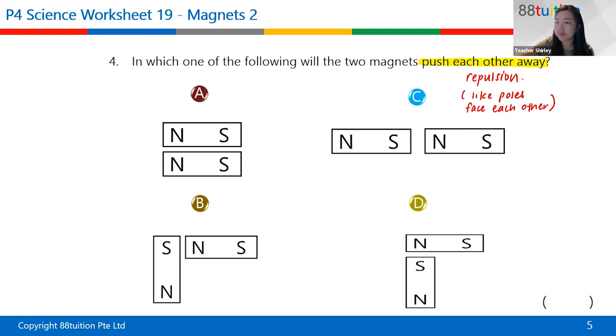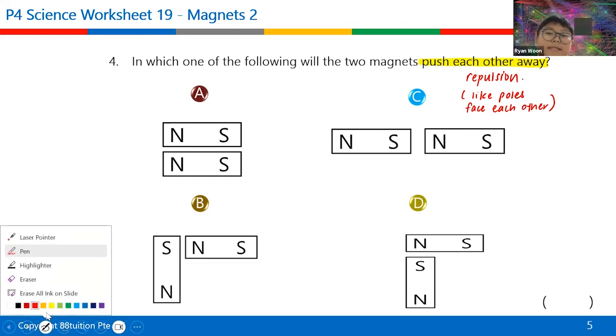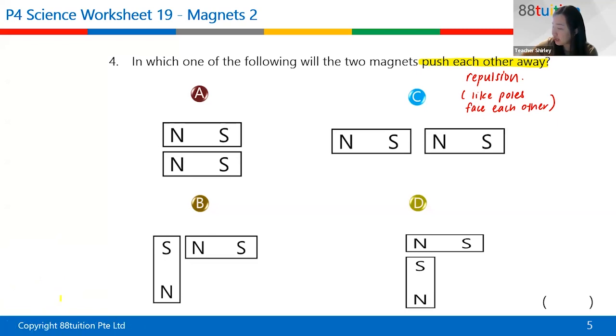Yes, Ryan. A. Very good. Okay, so if you look at, let's say if you were to highlight all the north poles yellow, and then maybe the south poles blue.